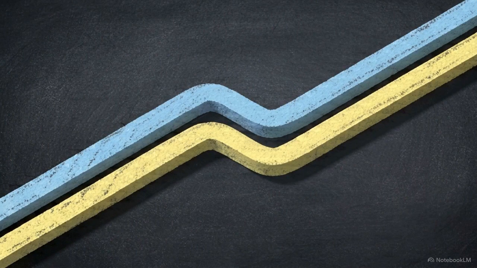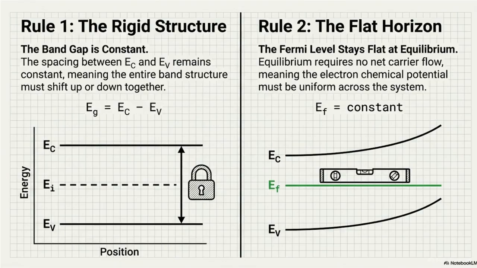Before introducing any interface variables, we have to define the system's absolute constants. Rule 1. The band gap is a rigid structure. The conduction and valence bands are locked together. They cannot converge or diverge. They must shift up or down in perfect tandem.